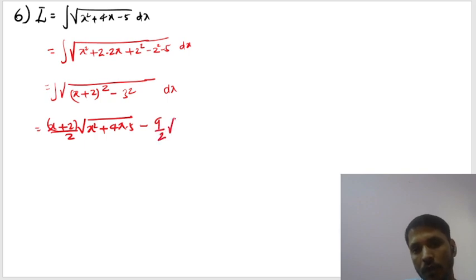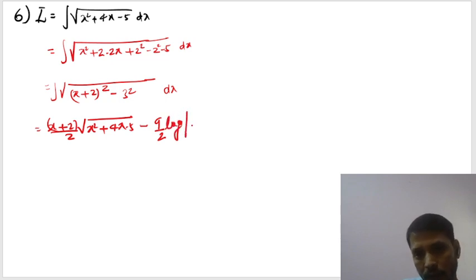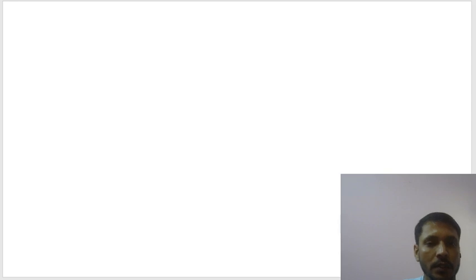So it will become 9 by 2, and under root of the given question is, sorry, here log also we need to take, no? Then a square by 2 log of x, that means x plus 2 and then plus the given question, that is under root of x square plus 4x minus 5, and plus c. So this is the question number 6 answer. Right, now next question number 7.